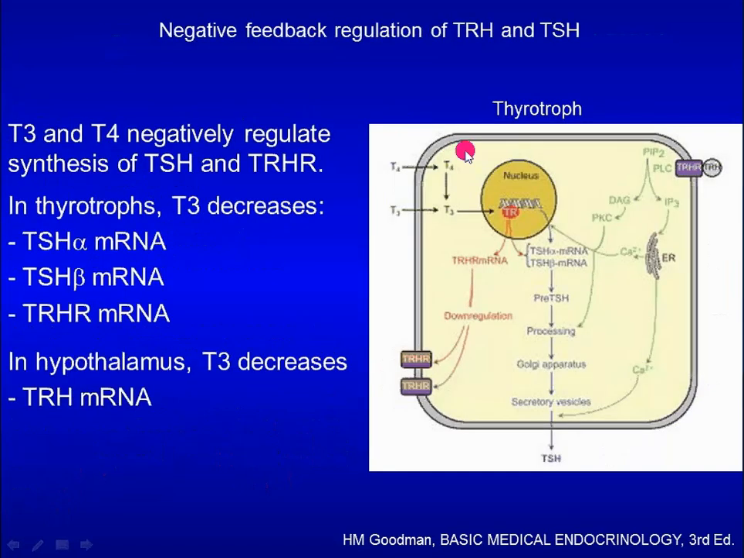This is a thyroid trough, and this is the nucleus. T3 inhibits transcription of three genes. They are genes coding for TSH alpha subunit, beta subunit, and TRHR. In hypothalamus, T3 also decreases transcription of TRH gene.